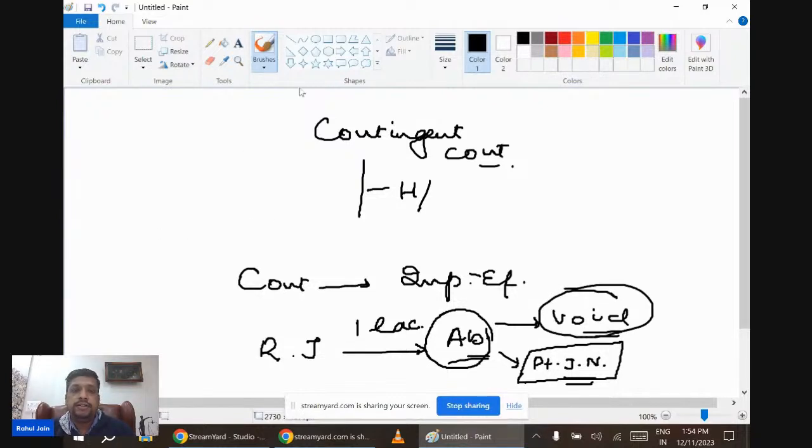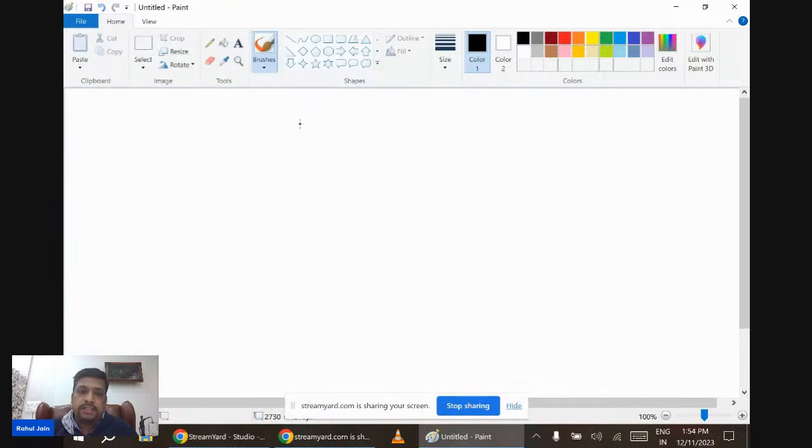Okay, understood? Next is any contract is made for performance. Now when you are giving an offer to perform, that is known as tender. That is known as tender. And what are the valid essentials of a tender?